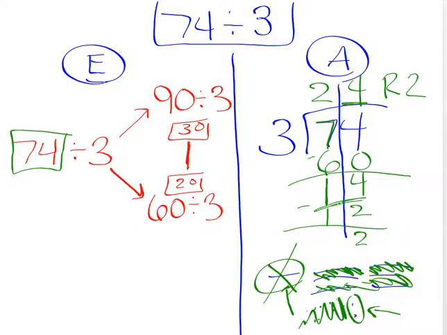And let me just check my estimate. Does 24 remainder 2 fall between 20 and 30? Yes, it does. So it is reasonable.